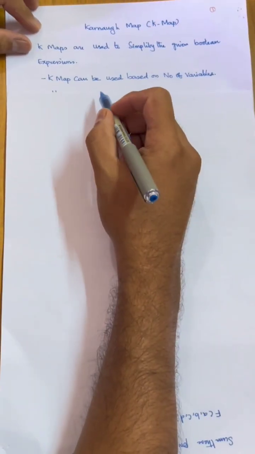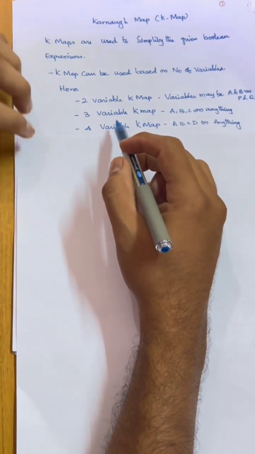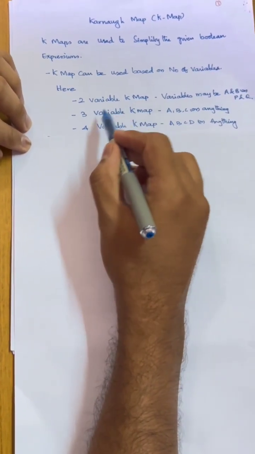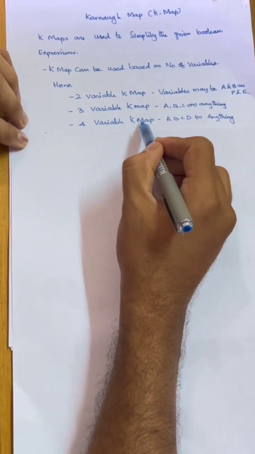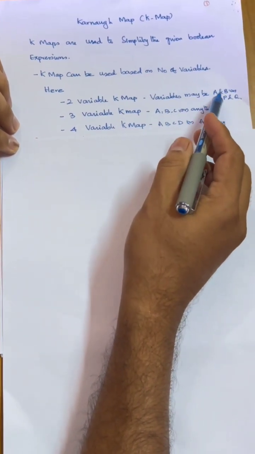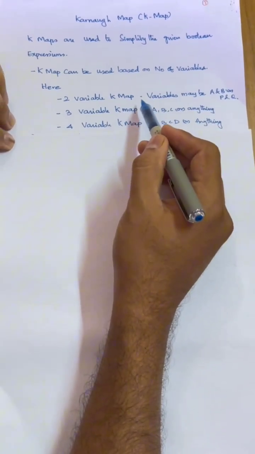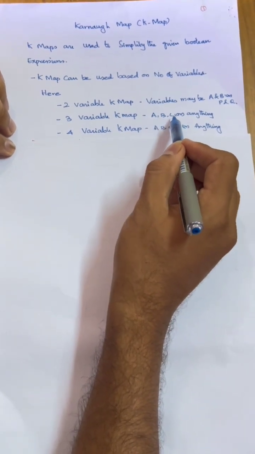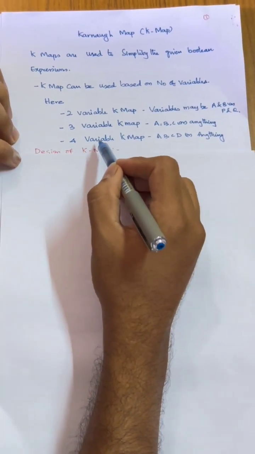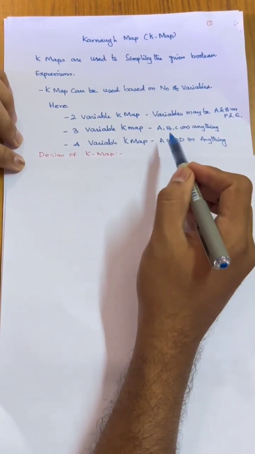Here we are going to discuss three types of K-map. First one is the two variable K-map, the next one is the three variable K-map, and then the four variable K-map. The variables may be either A and B for two variables, or P and Q. That depends upon the individual; we can fix the variables. For three variables we can fix them as A, B, C or anything. Similarly for four variables we have A, B, C, D or other variables can be considered.